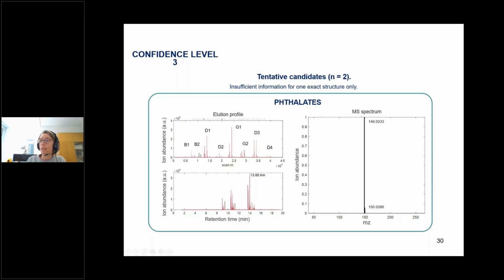But in here, we can see the elution profile of the different phthalates in the different samples, and also the retention time. We see several phthalates in these chromatograms, and the phthalates would be one of the plasticizers that are used to make the different polymers, especially PVC.